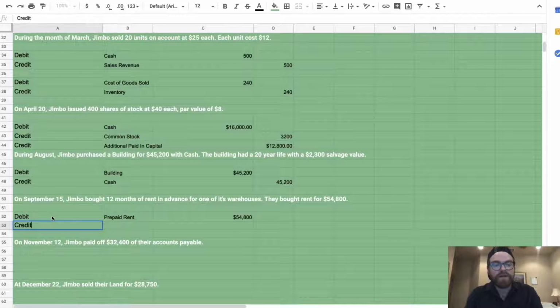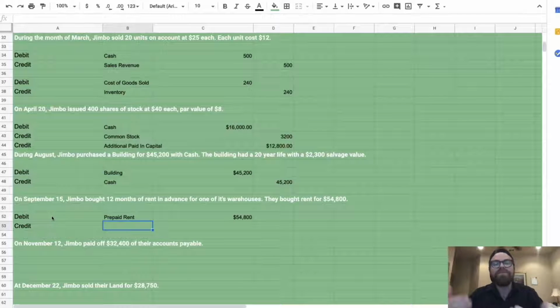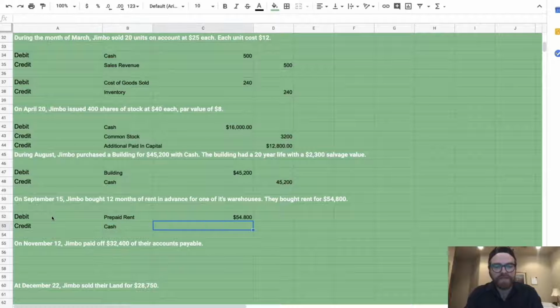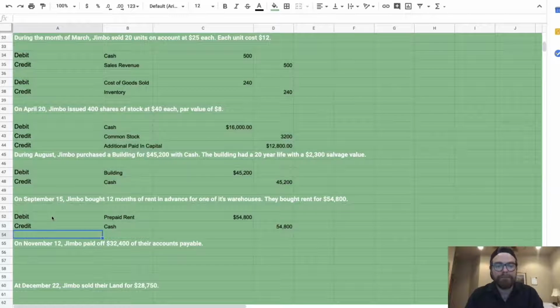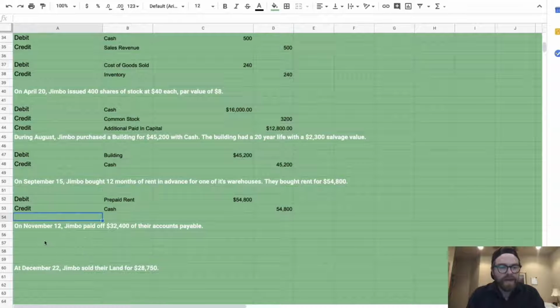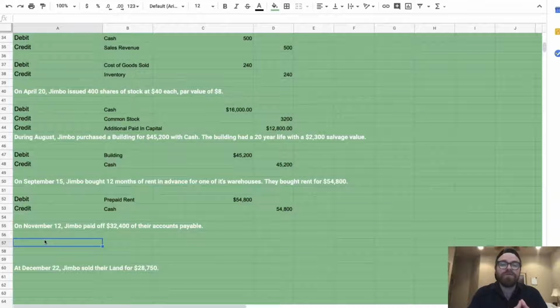We're going to credit here. We paid for it in cash, so we credit cash for $54,800 as well. Like that. Very simple. Now, November 12th, Jimbo paid off $32,400 of their accounts payable.